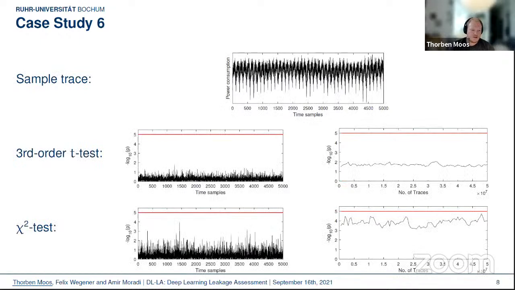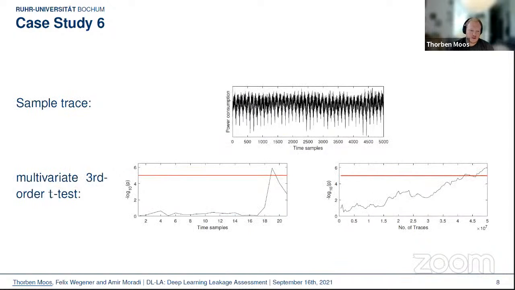The next case study is also based on a presence threshold implementation, but this time its shares and component functions are clocked sequentially so that the circuit exhibits no univariate but only multivariate higher order leakage. We can see here that the univariate tests, the third order t-test and the chi-square test, do not detect any leakage with up to 50 million traces.